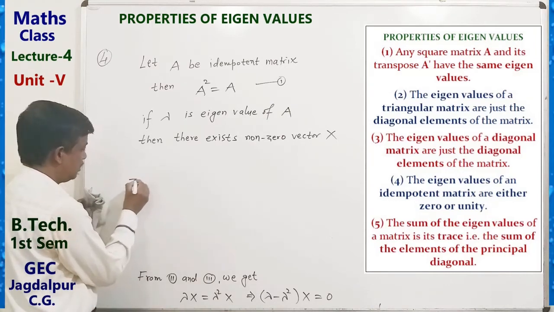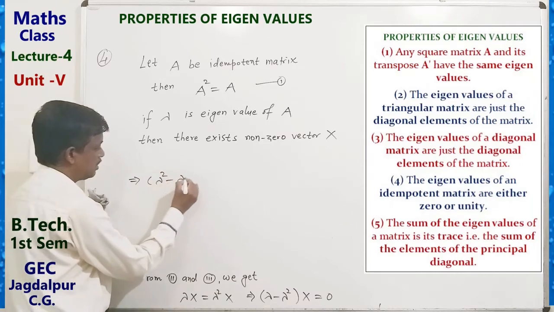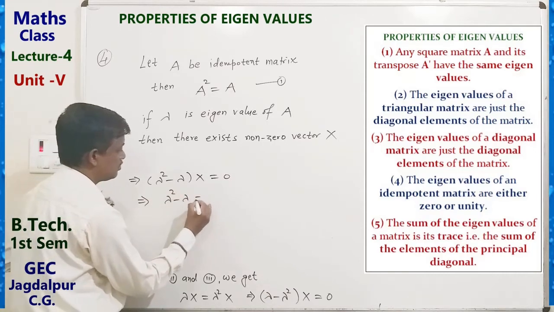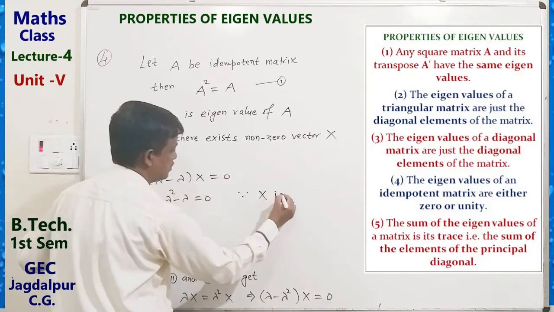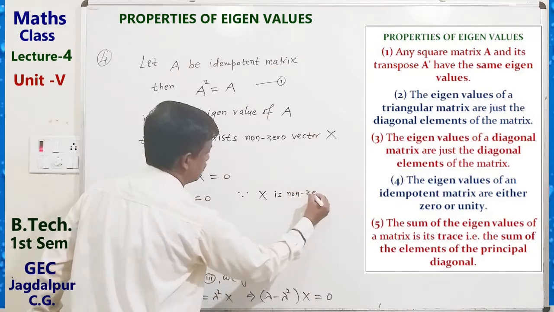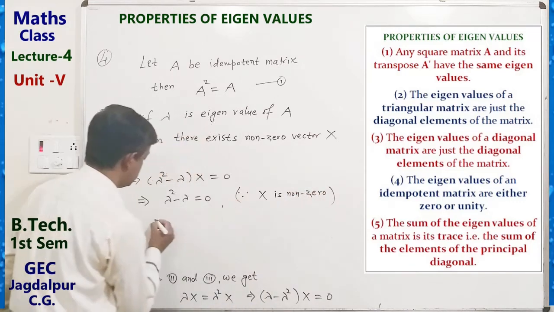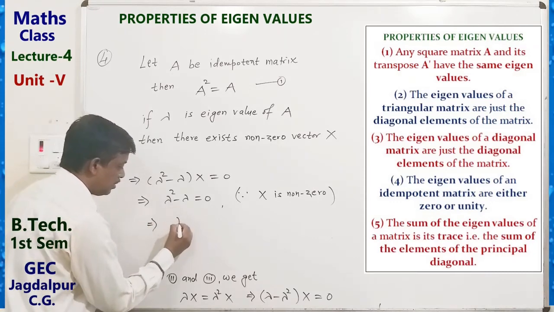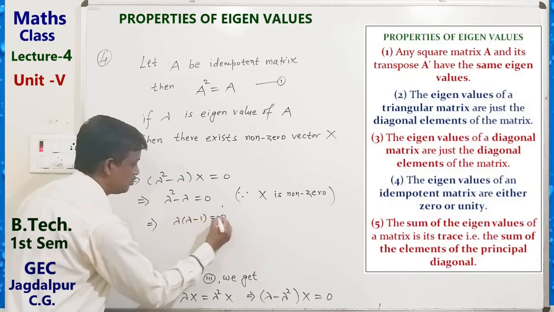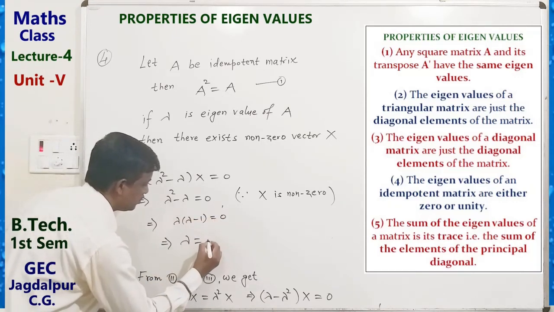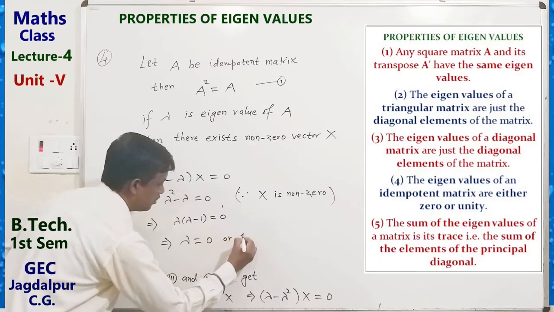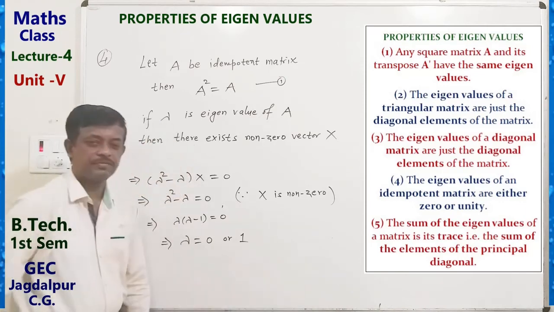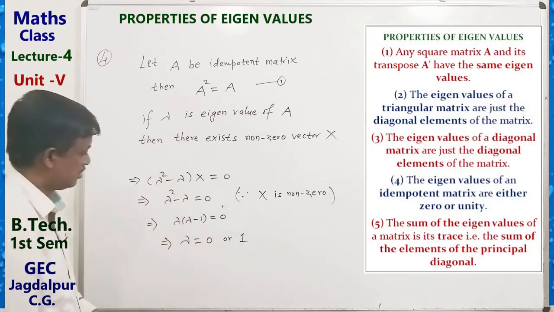So this implies lambda square minus lambda x equals 0 also. Lambda square minus lambda equals 0, since x is non-zero. This implies lambda minus 1 equals 0, so lambda equals 0 or 1. And lambda is what? An eigenvalue of the idempotent matrix.